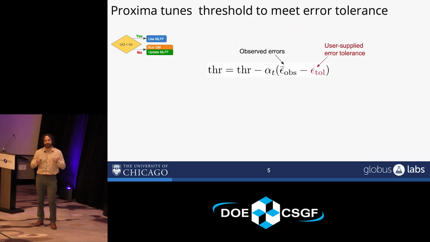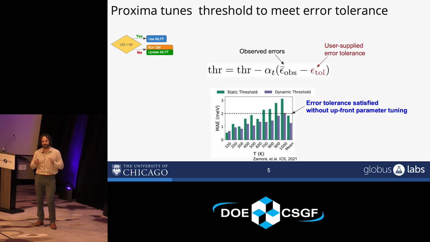So rather than choosing this uncertainty threshold up front, we asked the scientists to specify an error tolerance. So I'm willing to let the machine learning model be this wrong. And then when we update the model, we can actually observe how wrong we were and use this control equation to adjust the threshold to be more conservative when we're making big errors and less conservative when the errors are small. So this worked well in a Monte Carlo setting.